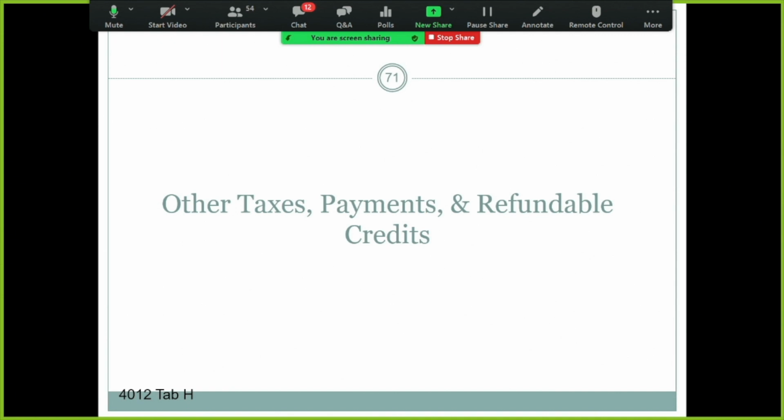We are going to talk about other taxes, payments, and refundable credits. You're going to be able to find most of this in your Tab H in the 4012.